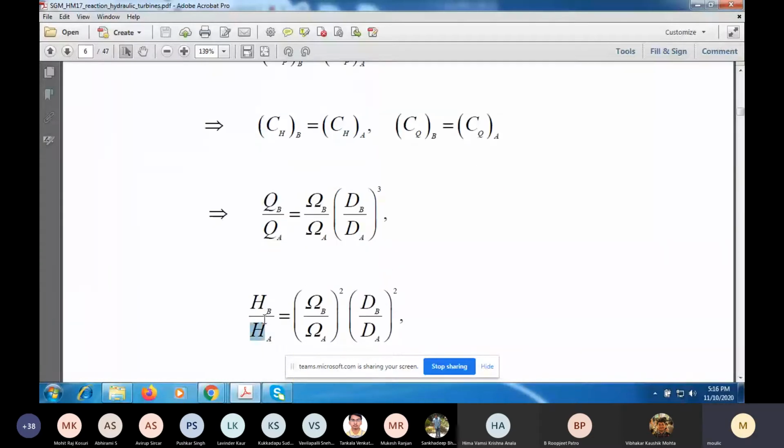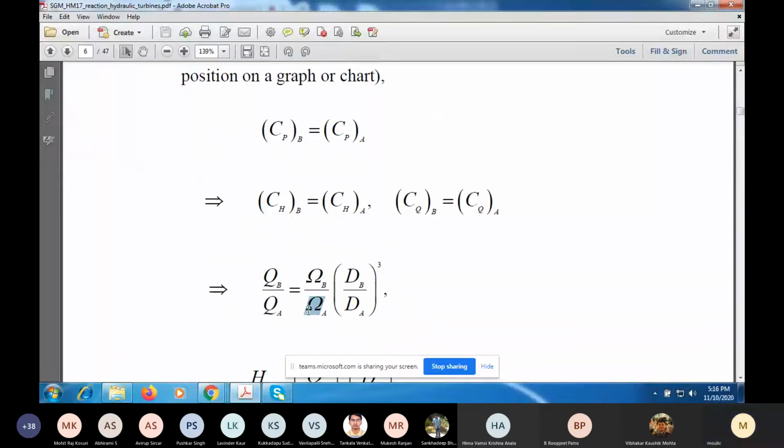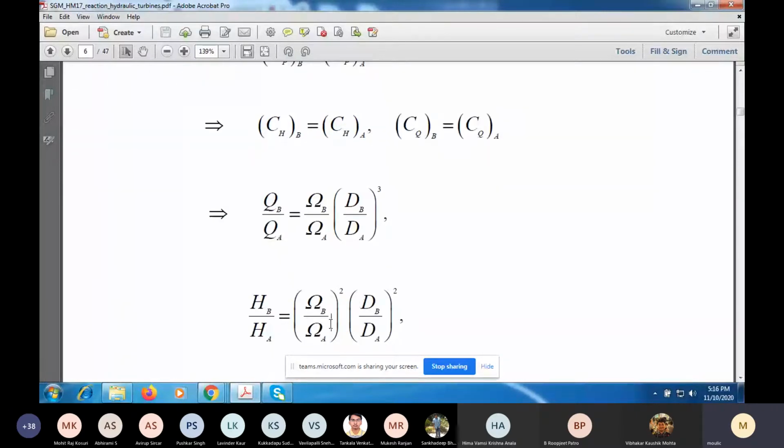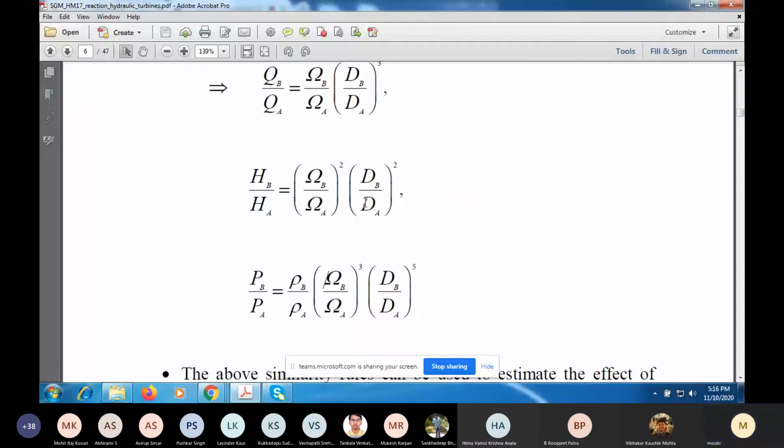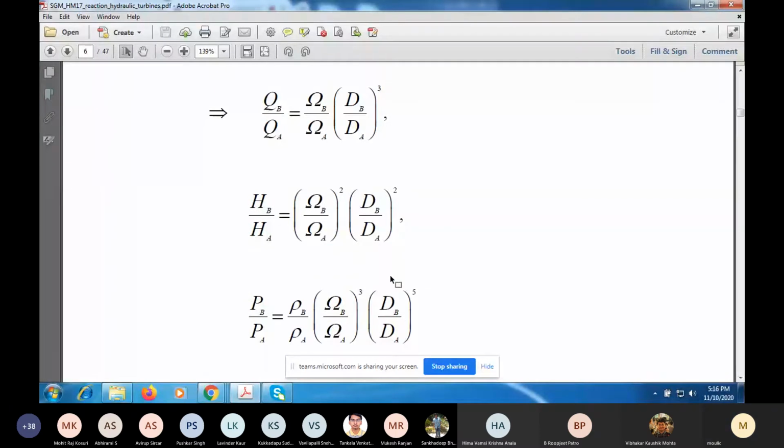But if you look at the head, it will be a factor of 4, because you have a square here, and the speed is the same, let us say. This general relation, the first one here, is obtained by equating Cq, the second one by equating Ch, and the third one by equating Cp. So when conditions are dynamically similar, you can have two turbines, and if you know quantities for one turbine, and you're given the speed of the other turbine and the diameter of its impeller, you can find or predict the Q, H, as well as P.